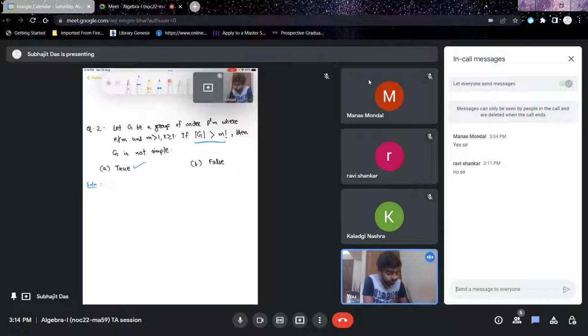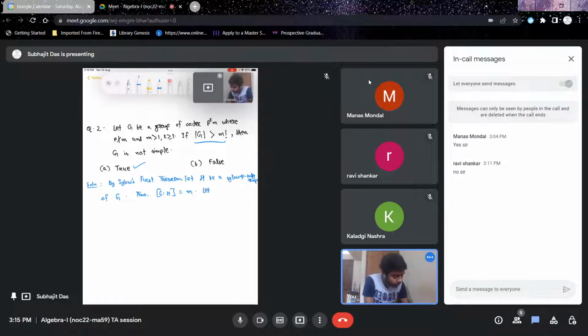Basically, by Sylow's first theorem, let H be a Sylow p-subgroup of G. So we know that the index of H in G is precisely m. Now we do a trick here.